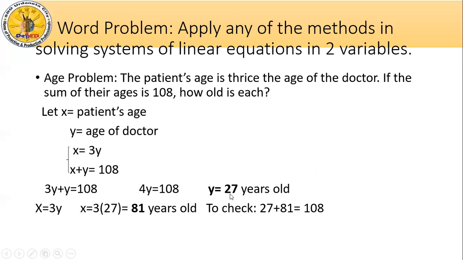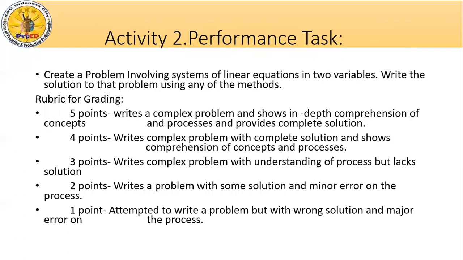So to check if our answer is correct, 27 plus 81 is 108. And 27 times 3 is 81. So you got the correct answer.